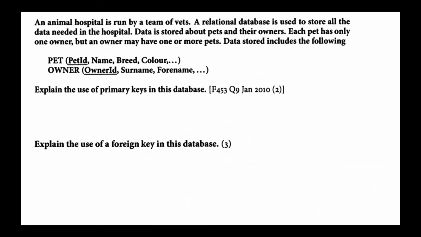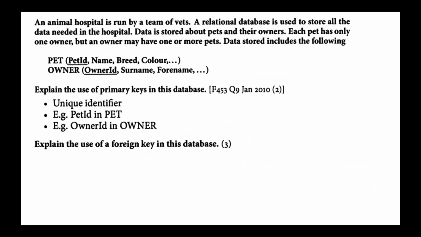They're underlined. The primary keys are the unique identifier, and you could probably give an example. It doesn't say give an example, but I would give one anyway, because it's explaining. So it's a unique identifier such as pet ID in pet. Make sure you say in pet to say exactly where it is.